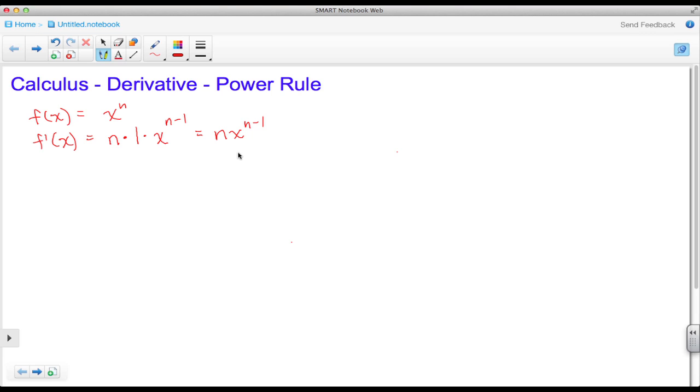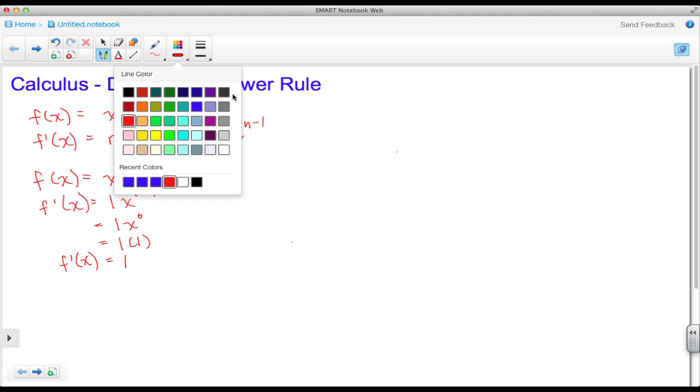Alright, let's take a look at an easy example to start. Let's say f of x is equal to x raised to the first power. To find the derivative, we pull this 1 down to the front, and then x is raised to the 1 minus 1 power. The next step is 1 times x raised to the 0, and we know that x raised to the 0 is the same thing as 1, so the derivative is just 1. So f prime of x in this case is 1.